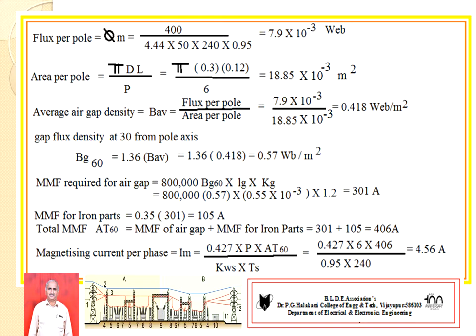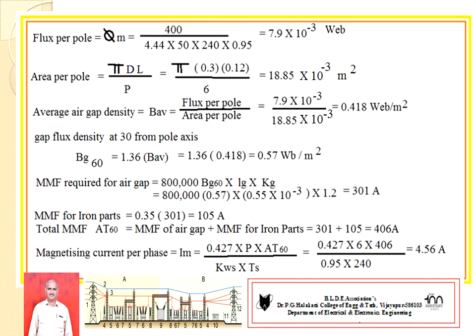KWS is stator winding factor, TP is stator turns, F is frequency. Substitute all the values. Then you are going to get 7.9 into 10 to the power of minus 3. After that, you determine area per pole. Area per pole is given by pi dl by P. Substitute values, you are going to get area value.